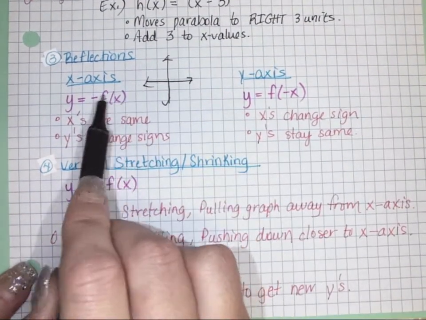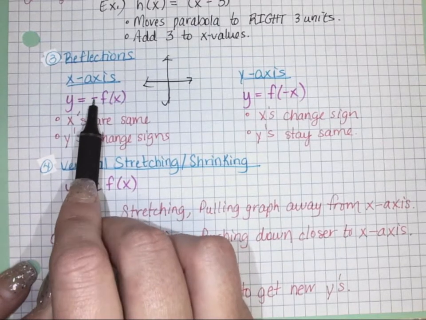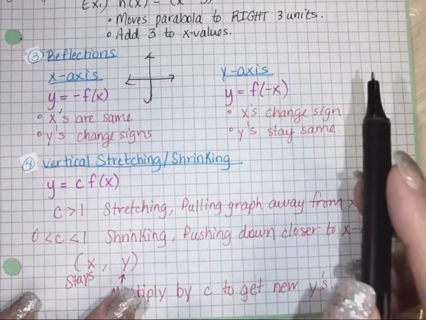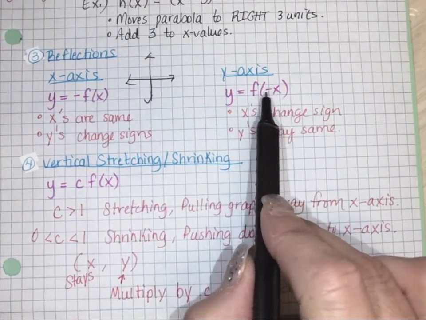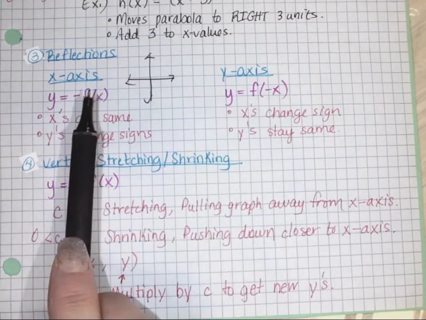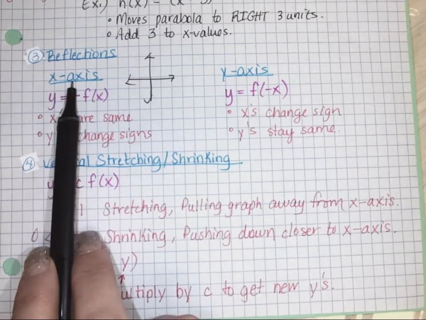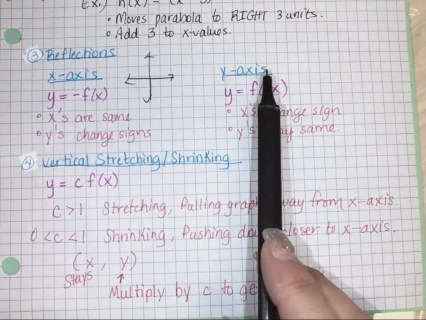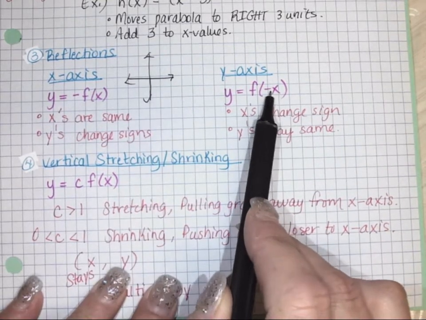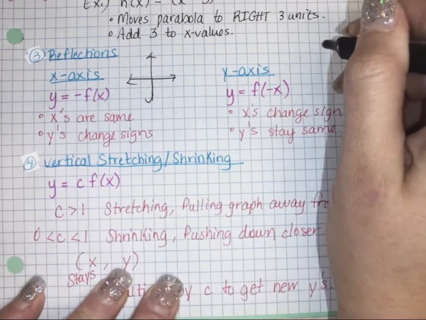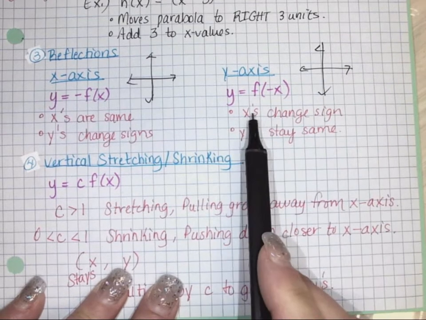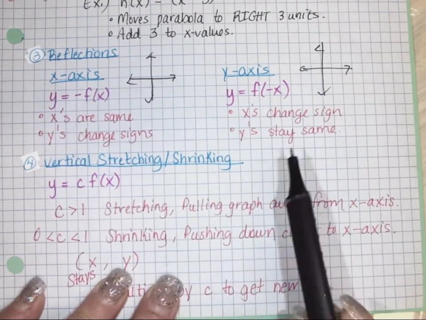And this is what it looks like in your equation. You're going to have a negative sign out front. That is a reflection over the x. A reflection over the y-axis, you have a negative sign inside, specifically with x. Notice the difference. This negative sign's outside over the x-axis. This negative sign is inside. This is a reflection over the y. This is telling you that you're going to change the sign or do the opposite of all your x's. So that'll make them flip over the y. But my y will stay the same. So the x's change sign, your y's are going to stay the same.